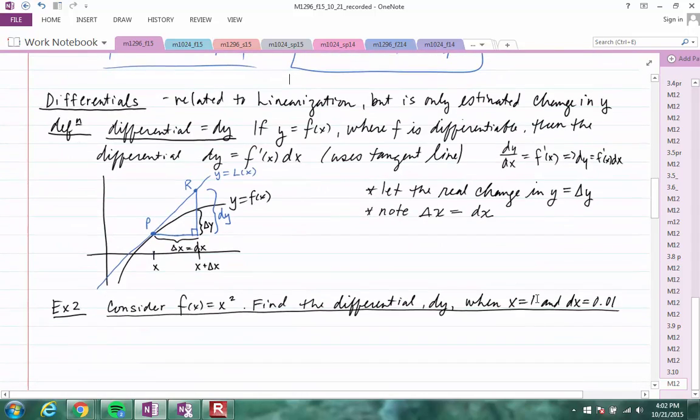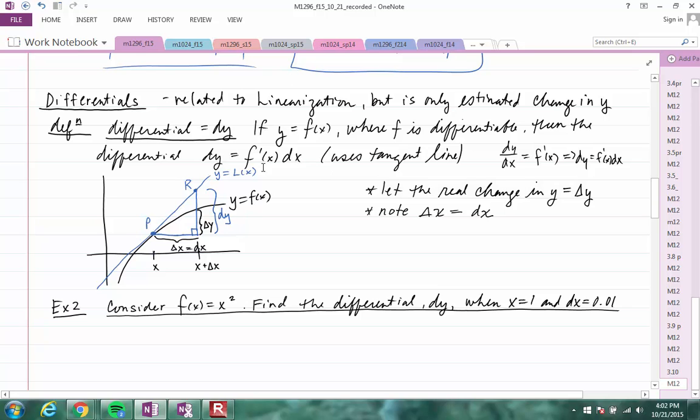Differentials. This is related to linearization, but it is only the estimated change in y, if we wanted to get at that. And there are some applications, especially in economics, where they do this all the time. So anyway, if we want to get at the change in y, but again that's kind of difficult to do, a good way to do this, if you know the derivative, and that's easy to find, is to estimate it as the derivative times the change in x.